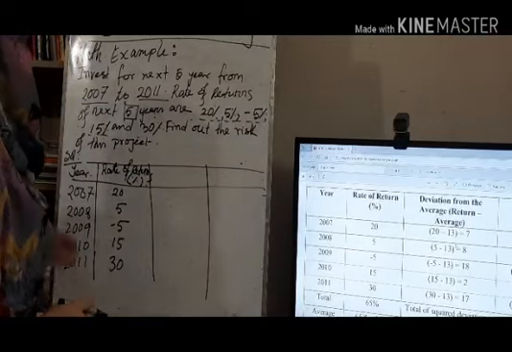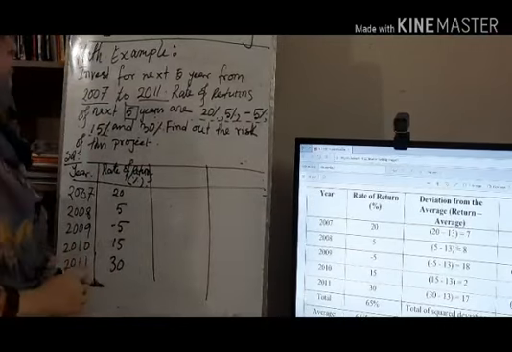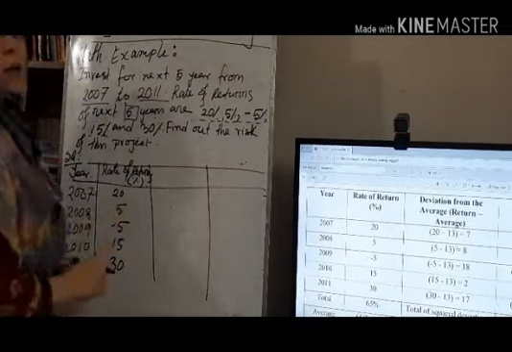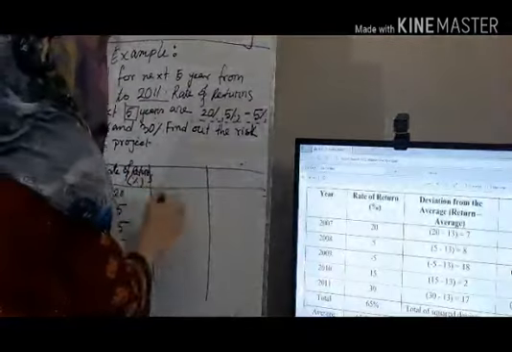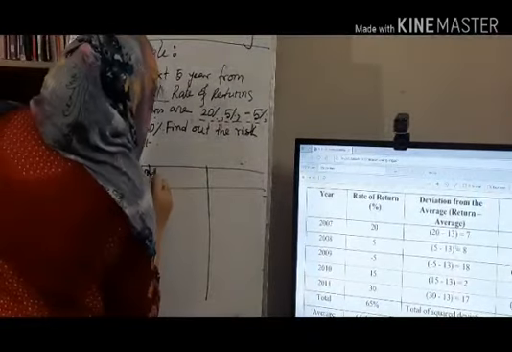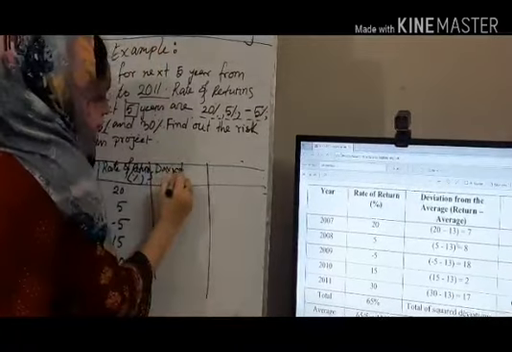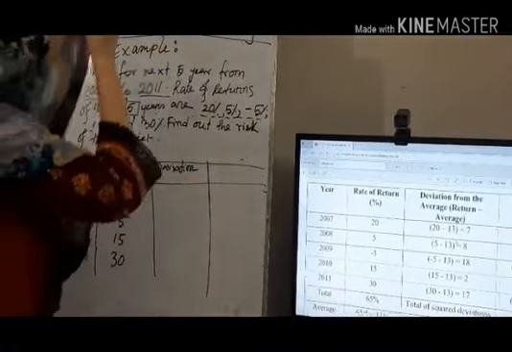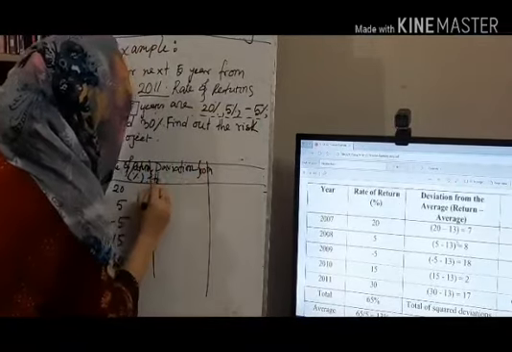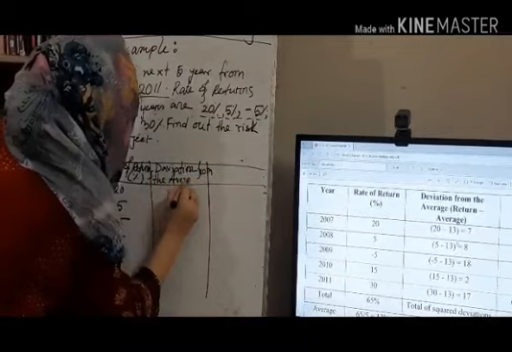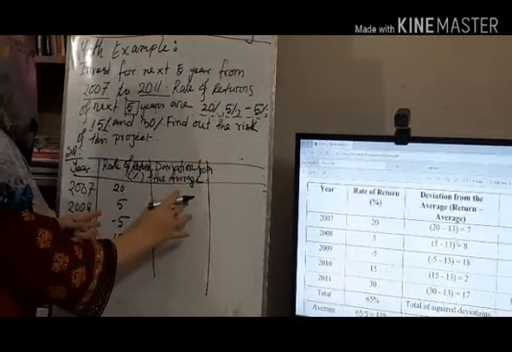This math is from your book. You can take help from there. First math, so we have to understand this math properly, then others. Fourth column is deviation. Deviation from the average. How can we get the deviation from the average?